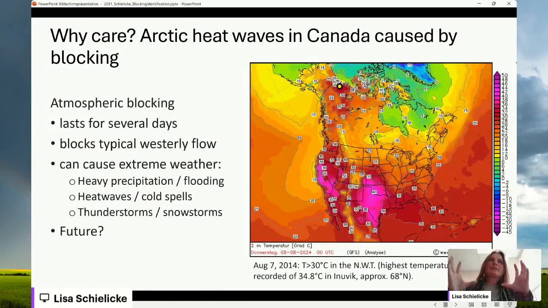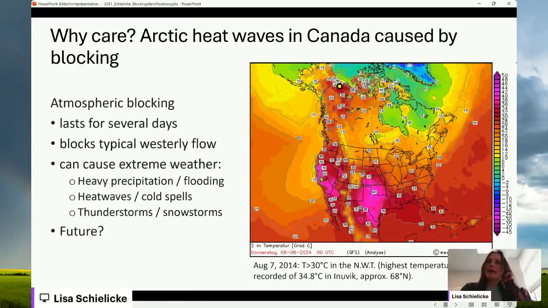The weather pattern behind these extreme events is called atmospheric blocking, and this usually lasts for several days in the same region, and it blocks the typical westerly flow of the mid-latitudes. We have seen that this can cause extreme weather like heavy precipitation, flooding, heat waves, cold spells, thunderstorms, or snowstorms.